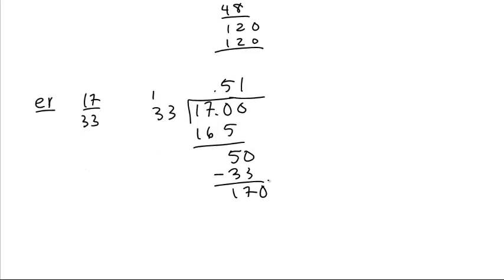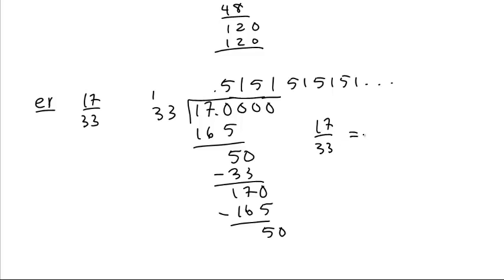Okay, 170. We think, wait a second, we've talked about 170 before. It went in 5 times, 5, 15, 15, 16, 165. We've done this before. Now we've got the 50 again, and that's 1. We realize that this is going to repeat 5, 1, 5, 1 forever. Some fractions do this. The shortest way we can write it is 17/33 is 0.51 with a bar over the 5, 1, implying that the 5, 1, 5, 1 is going to repeat forever.